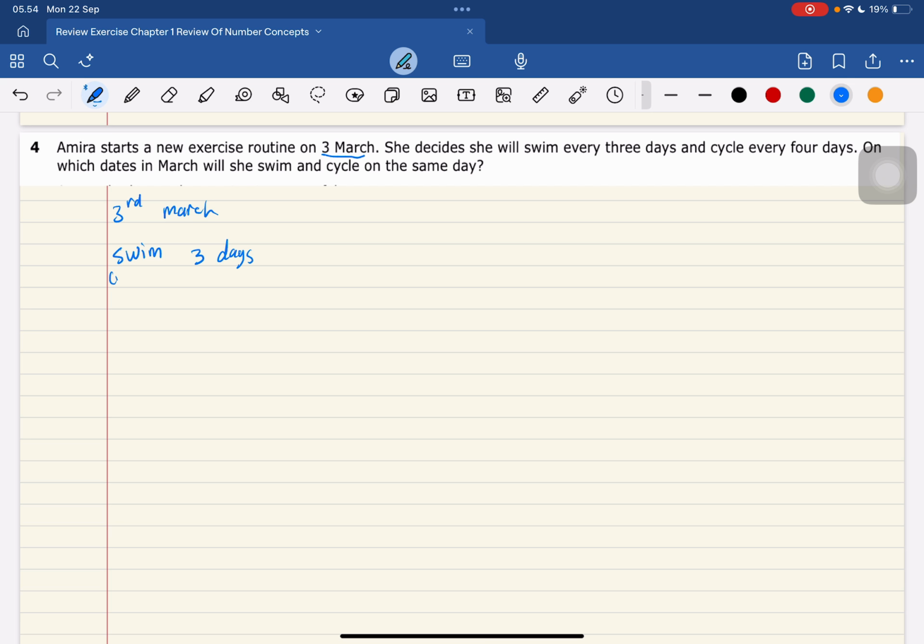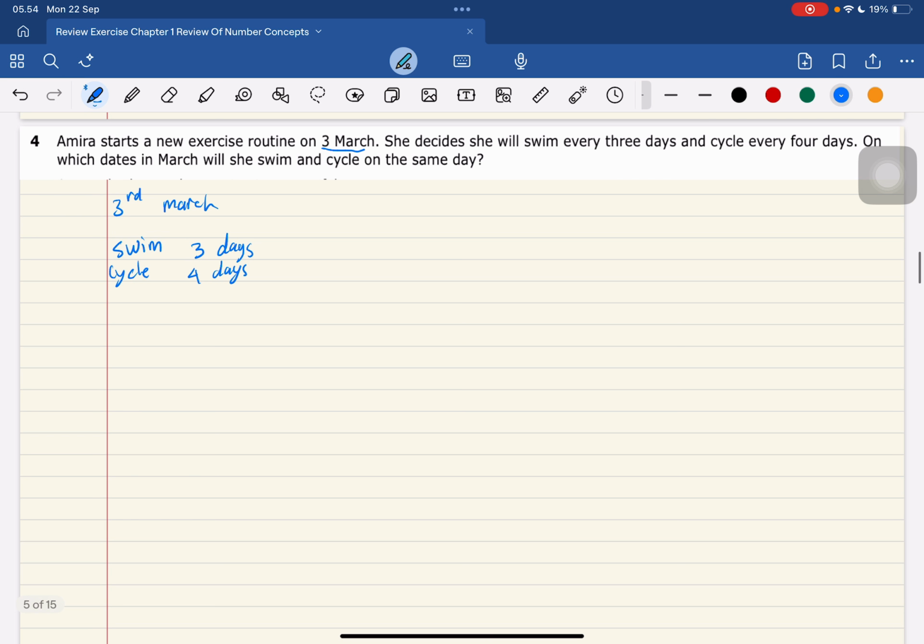And then cycle every 4 days. On which date in March will she swim and cycle on the same day? So we should find the lowest common multiple. So starting from 3, 6, 9, 12, 15. The next 4, 8, 12, and 16. Okay, we got it. The lowest common multiple is 12.